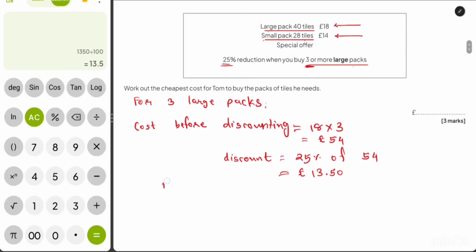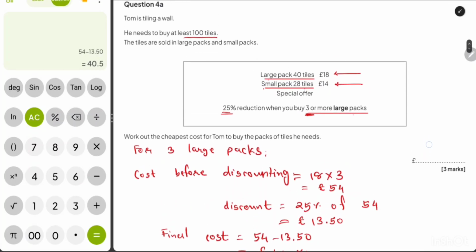So now after the discounting, final cost will be 54 minus 13.50. So 54 minus 13.50, that will be 40.5. So 40.50 will be the cost if he buys 3 large packs.